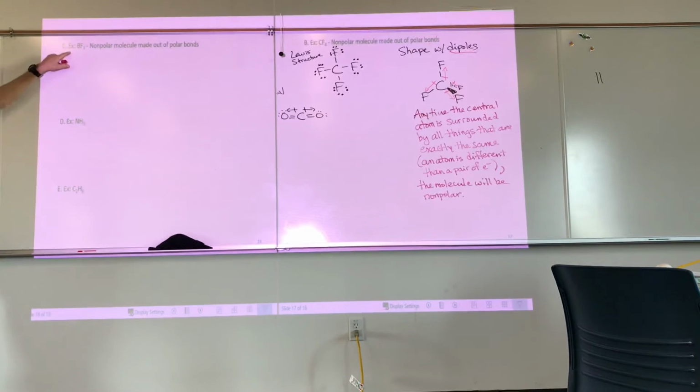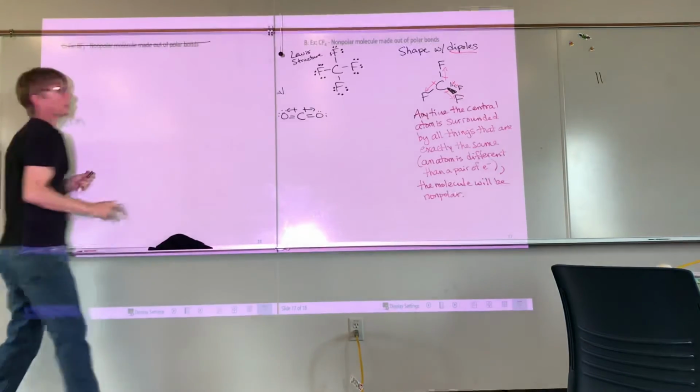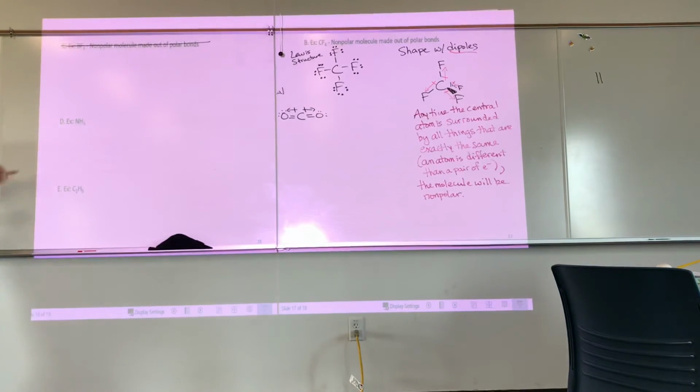It is true that boron trifluoride is a nonpolar molecule made out of polar bonds. Boron, if you remember, has only 3 pairs of electrons around the central atom. Don't worry about that one too much, it is true. Ammonia, I will leave that to you to do. Ask me questions about it. Let's go to C2H6, otherwise known as ethane.